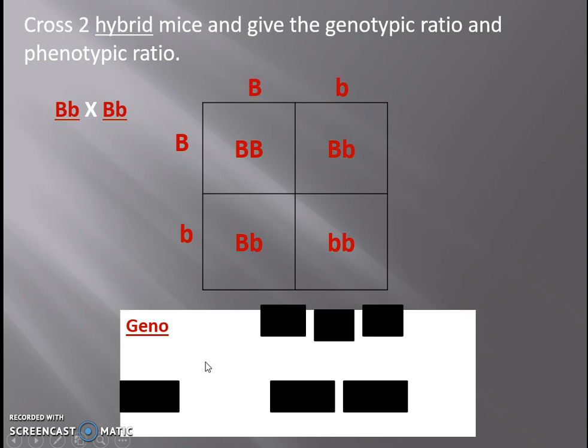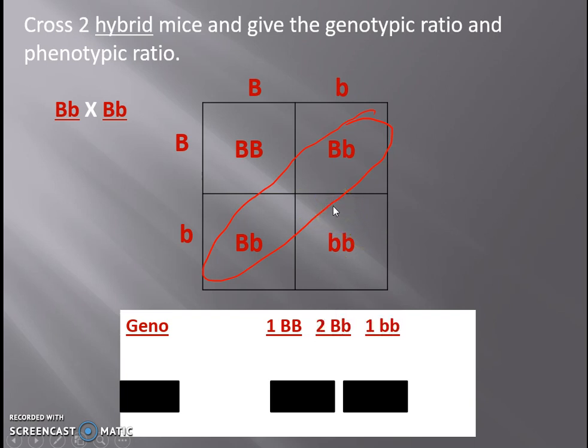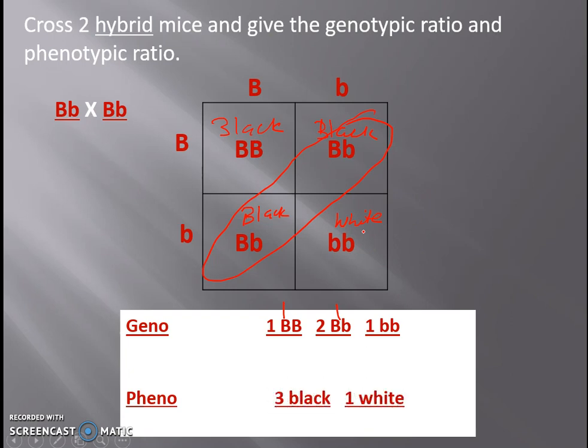Let's predict the genotypic ratio. You can see here there are 2 heterozygous, 1 homozygous dominant, and 1 homozygous recessive. Genotypic ratio is going to be 1 to 2 to 1, and this is going to predict the phenotype. Since there is presence of a dominant, you can say there is going to be black fur, another black fur, but there was a lack of dominant genes. This is going to be white. Phenotypic ratio is going to be 3 black and 1 white. So this was a cross between 2 hybrid mice.